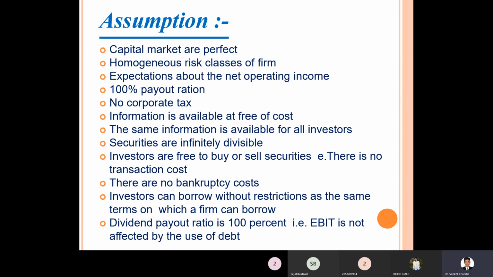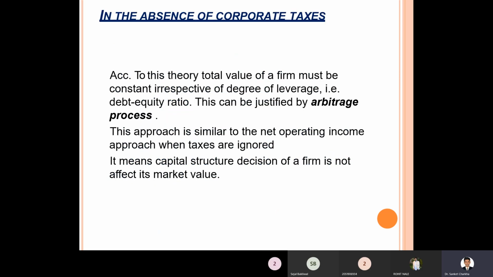Dividend payout ratio is 100%. It clearly means that whatever amount has been earned, whatever profit has been obtained, the 100% dividend payout ratio is applicable at every point of time. It also states that EBIT is not affected by the use of debt. So whatever the amount of earnings before interest and tax, it is not affected by the use of debt. So debt financing is not directly impacting your organization's capital structure.